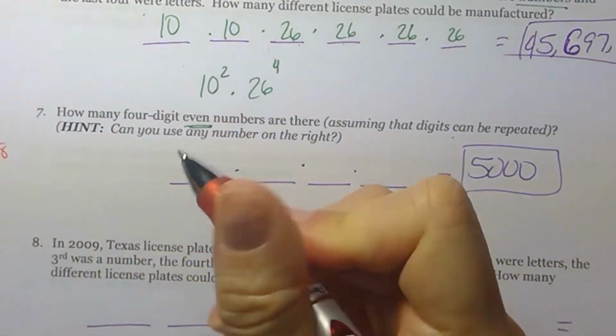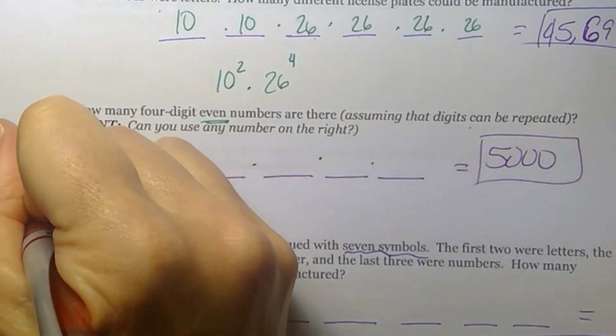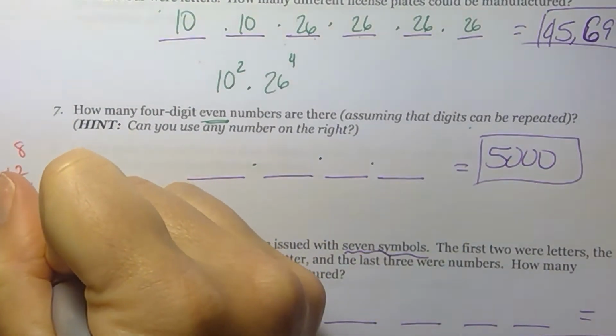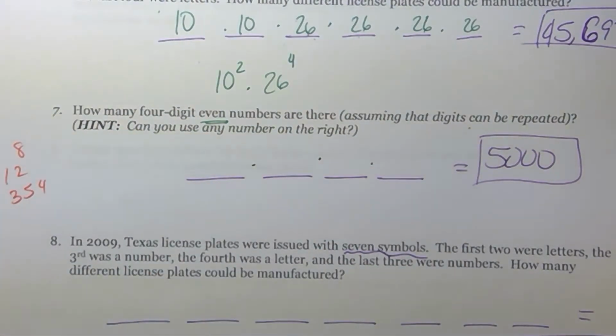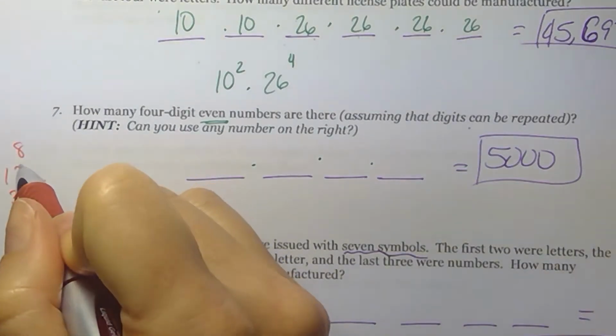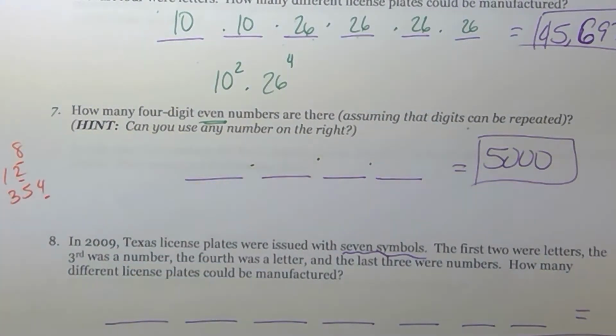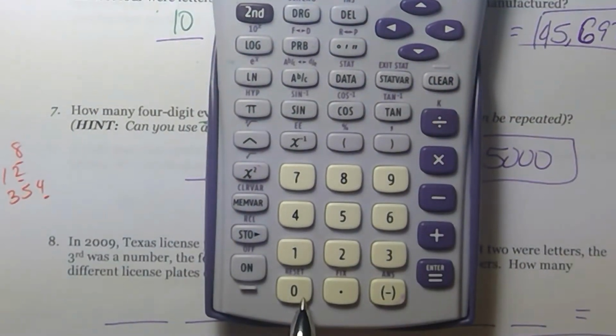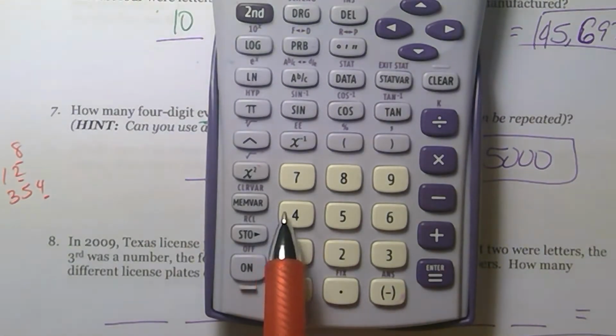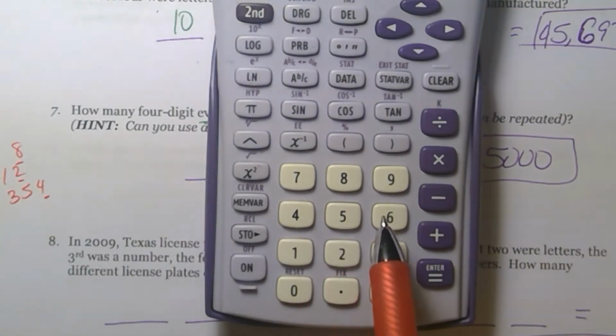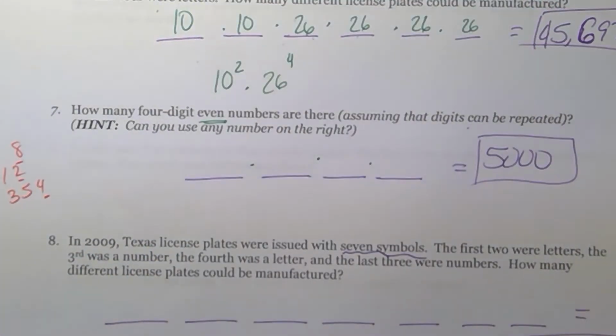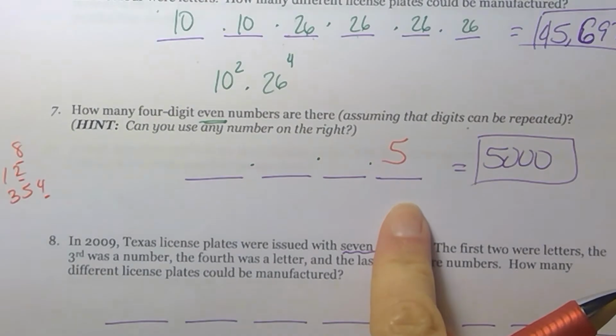So 8 is an even number, right? 12 is an even number. 354 is an even number. What makes each of these numbers even? Well, the ones digit is even. The ones digit is divisible by 2. So if a number ends in 0, 2, 4, 6, or 8, it's an even number. That's 1, 2, 3, 4, 5 different digits that I can pick from for this last slot.